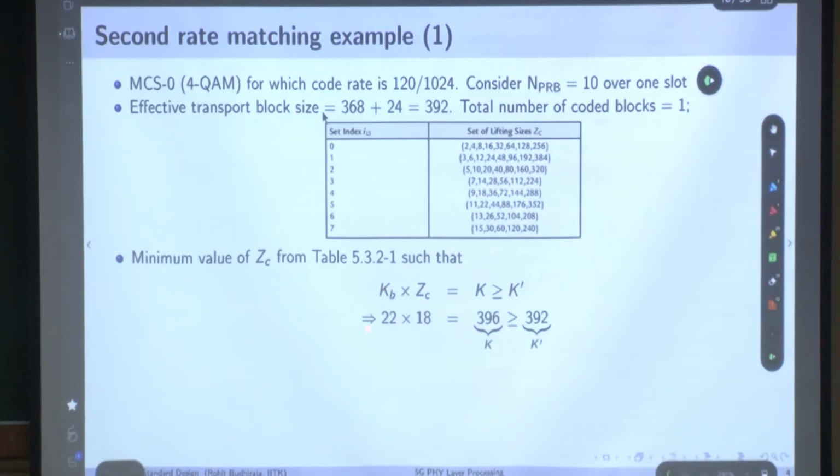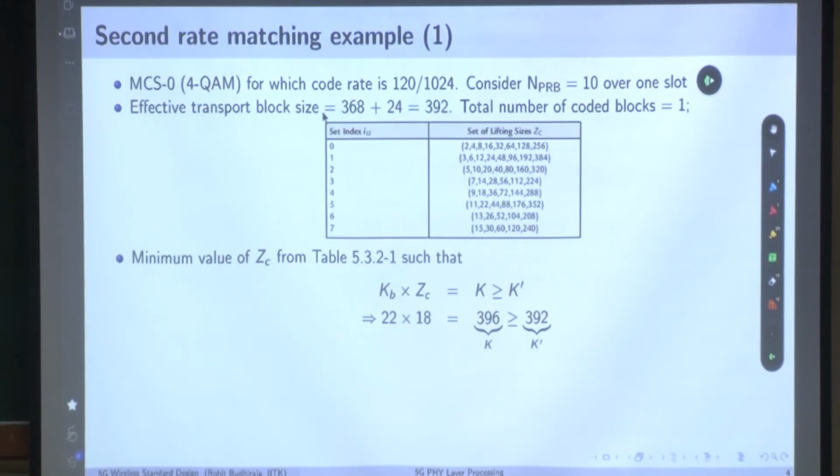So what is this? KB is 22, and you will see that 18 is the ZC, the lifting size, which satisfies this condition. What is coming out to be 396? ZC is the minimum number which makes sure that K is greater than or equal to K dash. So ZC is 18, which is somewhere sitting here, and it gives us 396. How many filler bits need to be appended? 4, that is 396 minus 392, because the LDPC encoder can encode only this size.